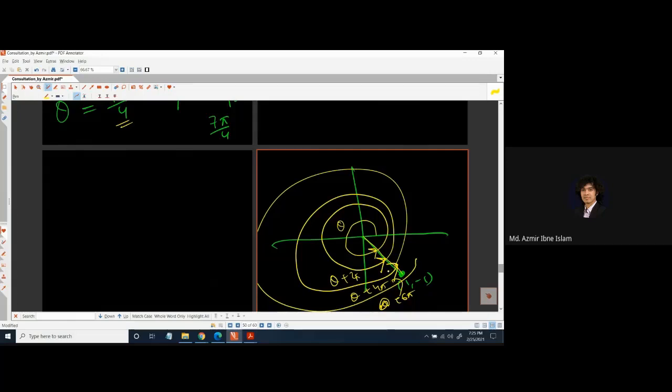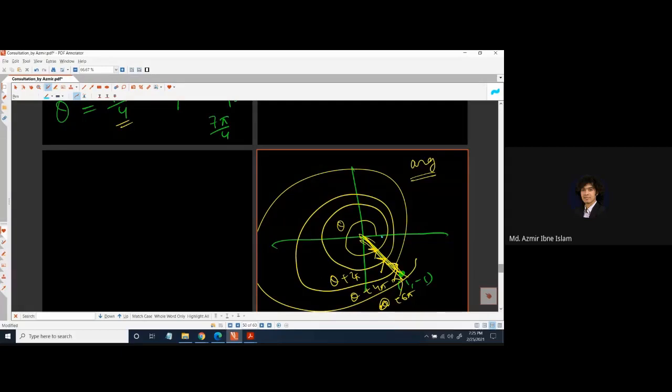So that's why a small argument can take multiple values, but capital argument is a different thing. It is unique. So we will try to discuss about capital argument later. That is a principal argument. So for now, try to understand that theta plus 2 pi, theta plus 4 pi, theta plus 6 pi. If we go this way, we will get the same complex number. And also from negative direction, it is true.